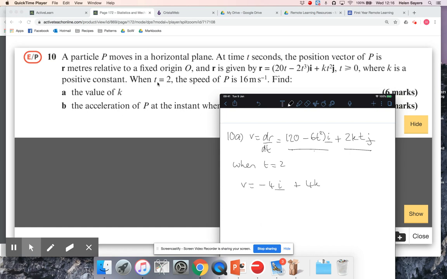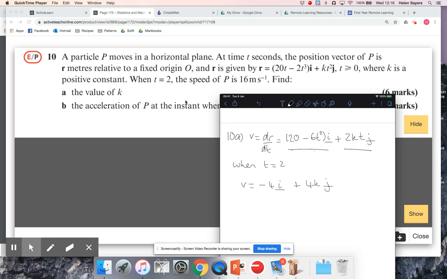I think, is that right? Yeah, I think that's right. Okay, so that's going to become 4k j. Okay, and then they're talking about speed.